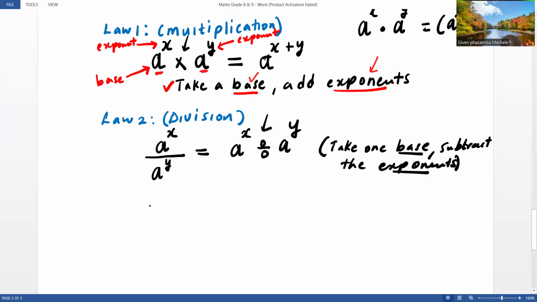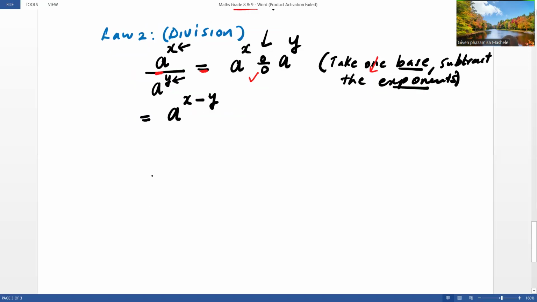What is our base? It's a. So we look at the exponents. The exponent here is x, and the other exponent is y. So we subtract them. We take the one in the numerator, which is x, and subtract the one at the denominator, which is y. Why are we doing this? The question is, why are we saying when the bases are the same for division, we take one base and subtract? Let's do an example.